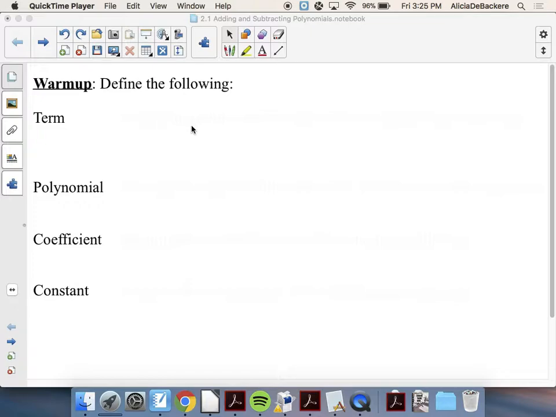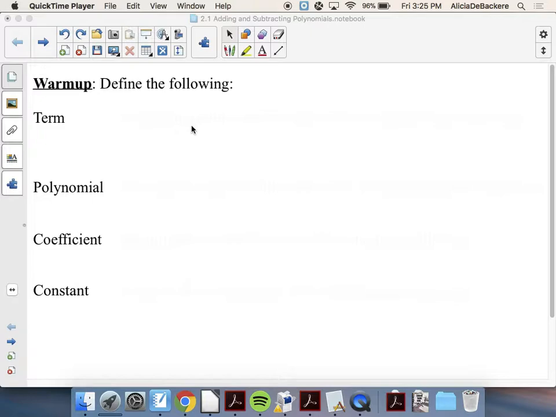Rachel Burton. The second one being polynomial, the third coefficient, and the fourth constant. So I want you to pause the video and see if you can find some definitions for these. Now, just as a warning, the word term is tricky because it means a lot of things. For instance, in your glossary in your textbook, it means something else. I want to know what the word term means in an algebraic sense. So pause the video and go take a look.